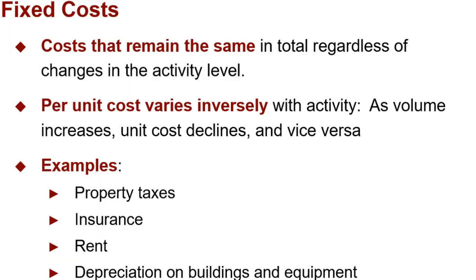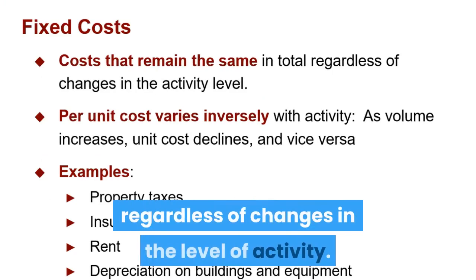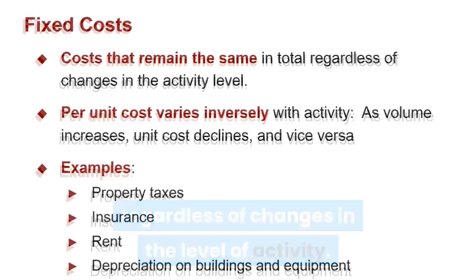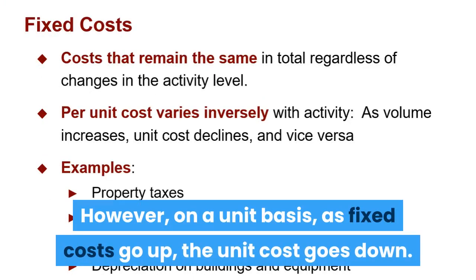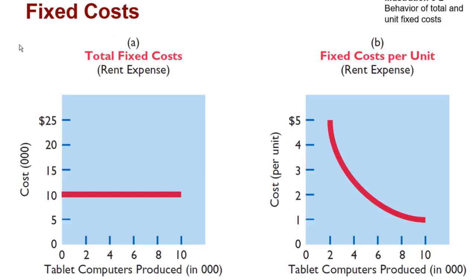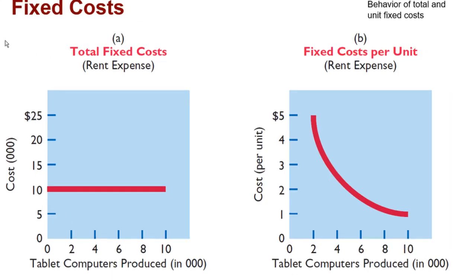Contrast that with a fixed cost. A fixed cost remains the same in total, regardless of changes in the level of activity. However, on a unit basis, as volume goes up, the unit cost goes down. The per unit cost varies inversely with activity: as volume increases, unit cost declines and vice versa.